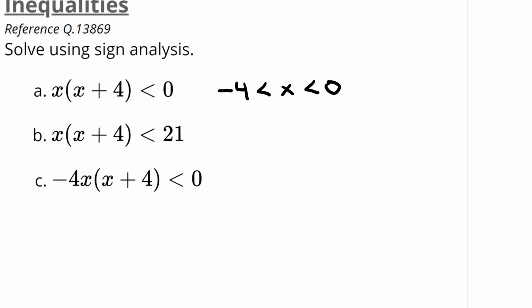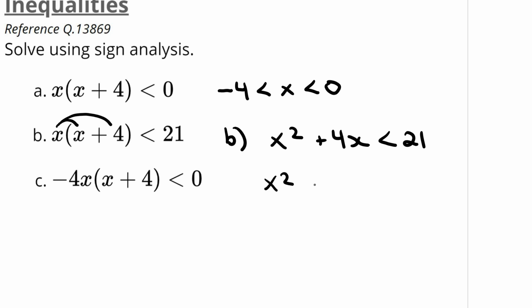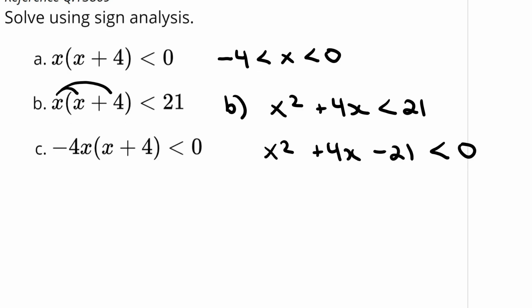This is actually kind of interesting here. We have a graph here, and let's just go ahead and distribute this. So I get x squared plus 4x is less than 21. So this is a letter B. And then let's bring the 21 over. That'll be negative 21 less than 0. And the question is, can we factor this? We can. We have a 7 and a 3, right? So this would be x plus 7 and x minus 3.